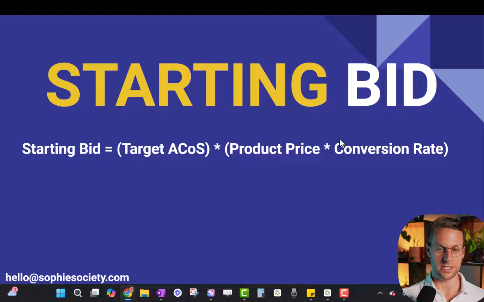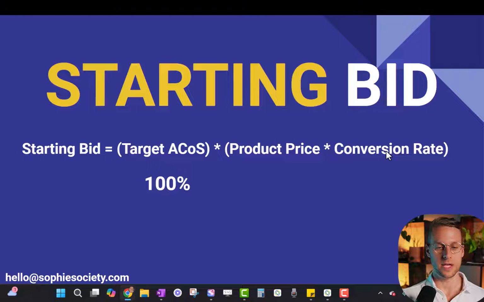The product price is what you're selling your product for, the retail price that the shopper actually pays for your product. And your conversion rate is what we would call your unit session percentage that you can find inside business reports in your Seller Central dashboard. So all of this data you have access to, because this one you choose what your target ACoS is. Your product price is your product price, and the conversion rate of your item, you have it inside Seller Central, inside business reports. So it's really easy to get. It's just unit session percentage. So let's walk through a couple examples.